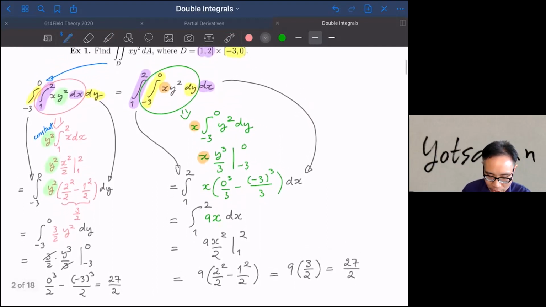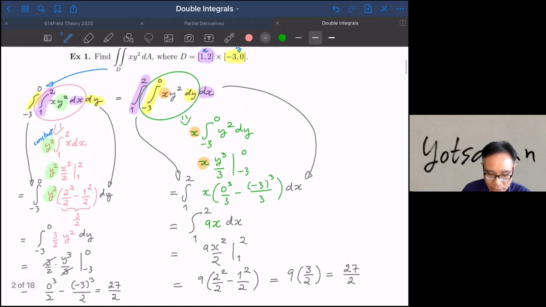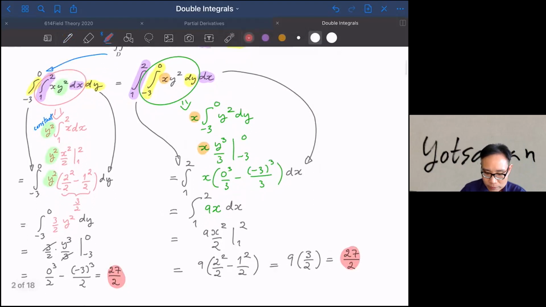So you can have dx inside and dx outside. The first case is dx inside, and the second case you have dx outside. And at the end, you obtain the same final answer, 27/2. So basically, when we'd like to compute the double integral, you don't have to do both of them. You just pick one.